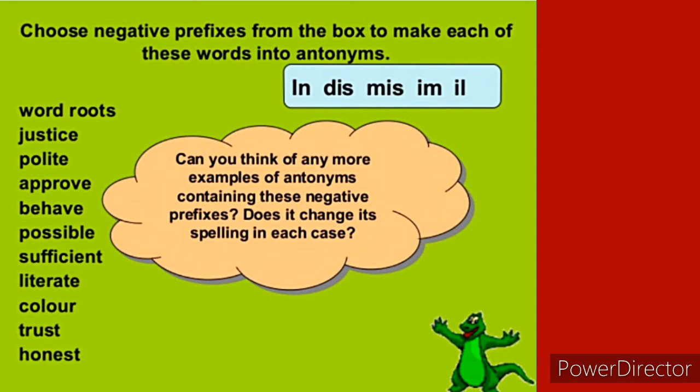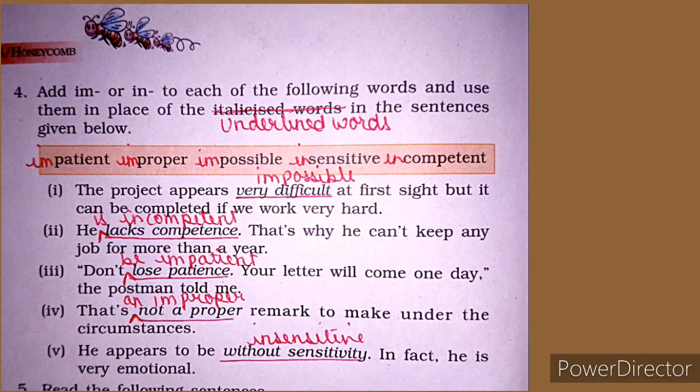For example, justice, the opposite is injustice. Polite, the opposite is impolite. Now you see this exercise, chapter 4, question 4, page number 66, Honeycomb.